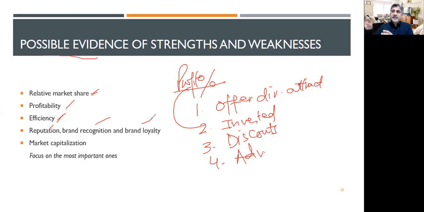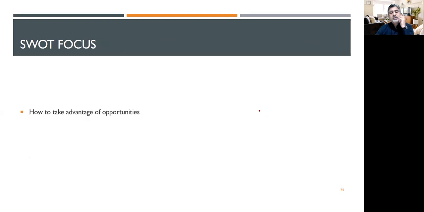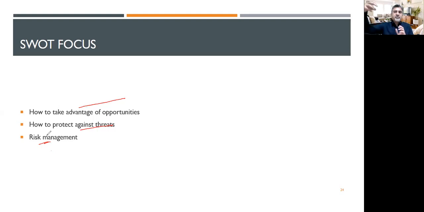Market capitalization, like your market size in the stock market. And then focus on the most important ones. So, possible evidence of strengths and weaknesses. SWOT focuses on how to take advantage of opportunities, which are in the external environment, and how to protect against threats, and of course, risk management. So this is the focus of SWOT. While doing your strategic planning, you are trying to take advantage of opportunities. You are trying to avoid the risks and threats through risk management. So this is the purpose of SWOT, so that you make proper decisions in which you are getting benefit from the external environment.